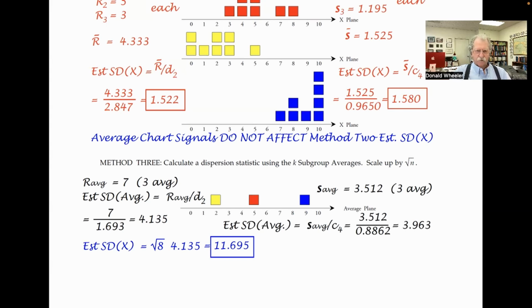And once again, to go from the x-bar plane to the x, we multiply by the square root of 8. So our estimate of the standard deviation for x is the square root of 8 times 3.963, which gives us 11.209, 7 times the value found on page 29.